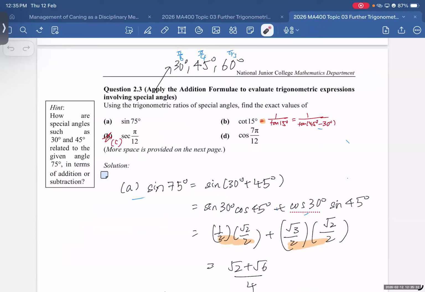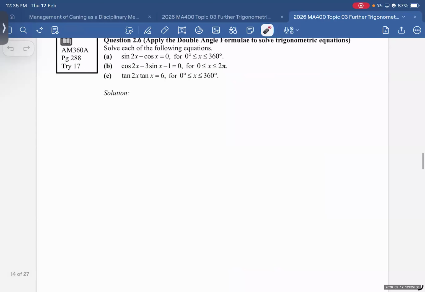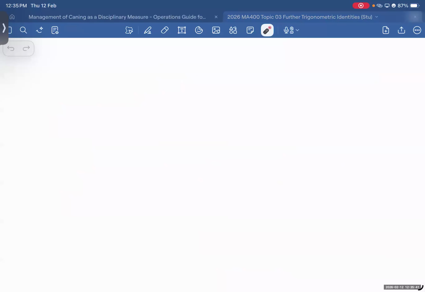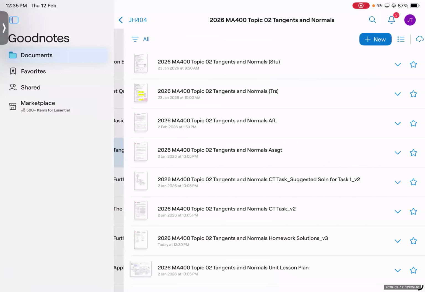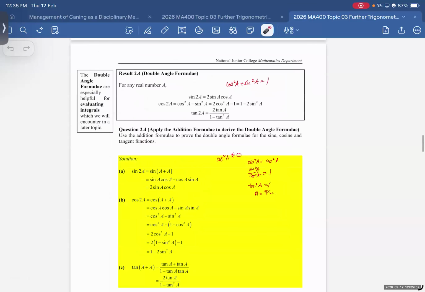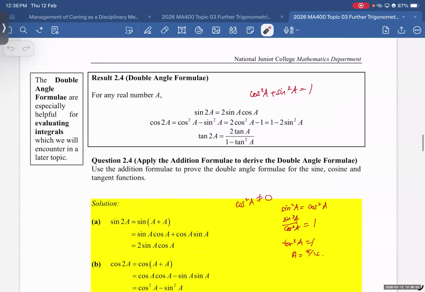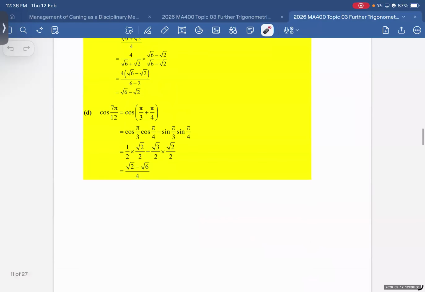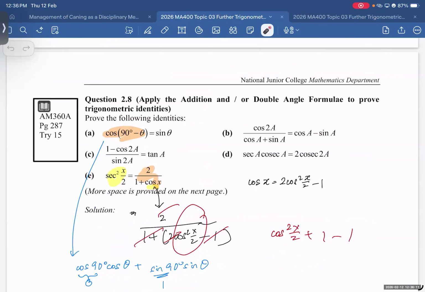Okay, question 2.9. Where am I now? Oh, I didn't see that one. Yeah, we are learning how to clean. So, okay, question 2.8.